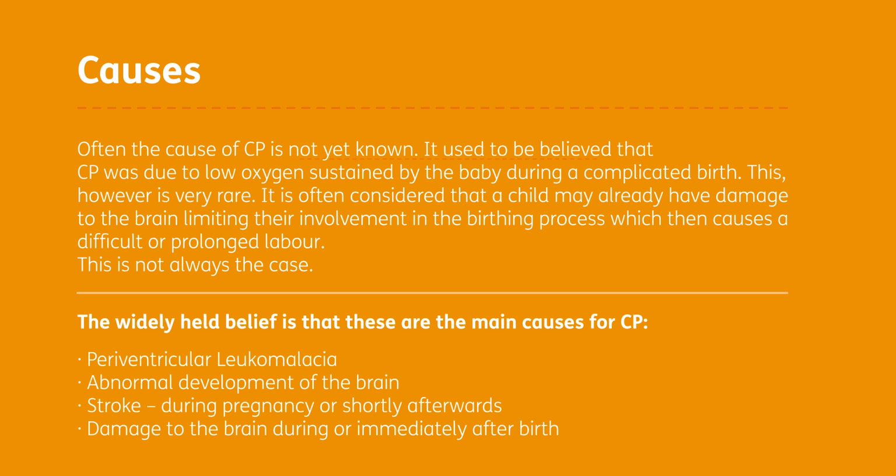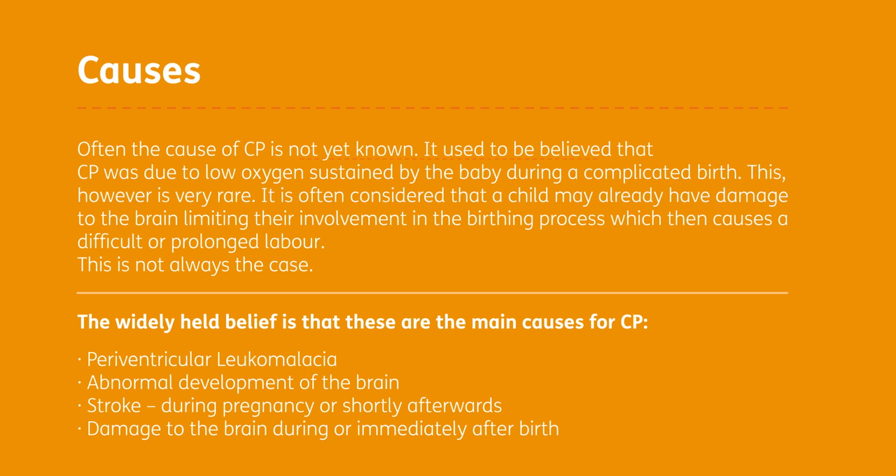In fact, what's more considered now is that the complicated birth is down to the child not taking part because they have already sustained that damage in the brain. So during labour, a baby will push off, will kick to try and assist the exiting process, but if they've had that damage to the brain already, then they might not do that, which causes a difficult and prolonged labour. It's not always the case, but that's generally the view now. The widely held belief for causes are periventricular leukomalacia, which is shortened to PVL, abnormal development of the brain, stroke either during or shortly after birth, and damage to the brain immediately after birth.